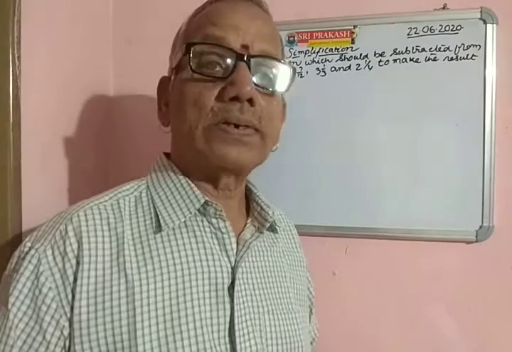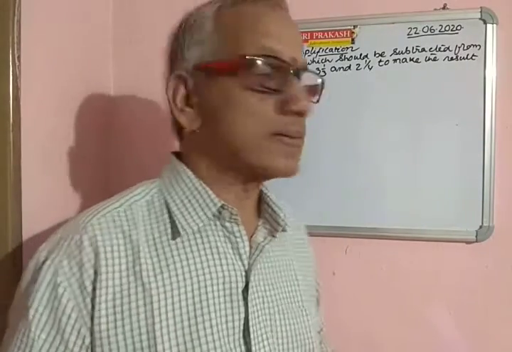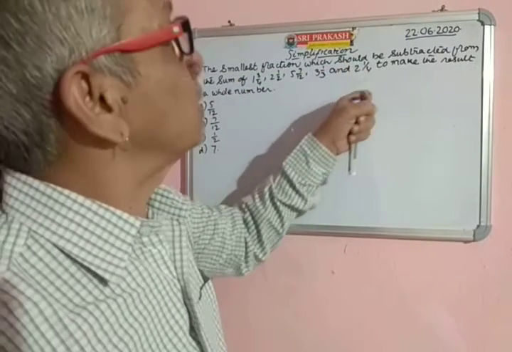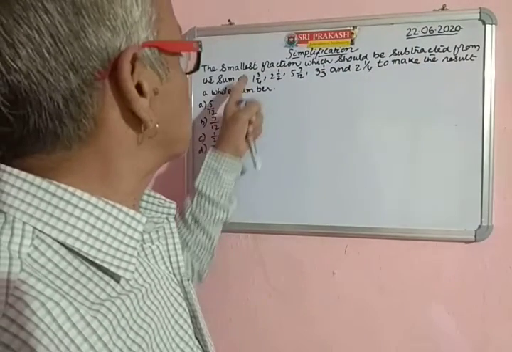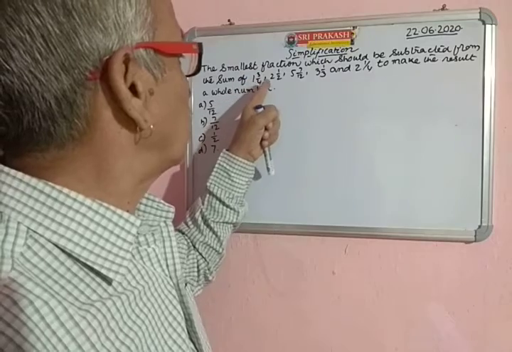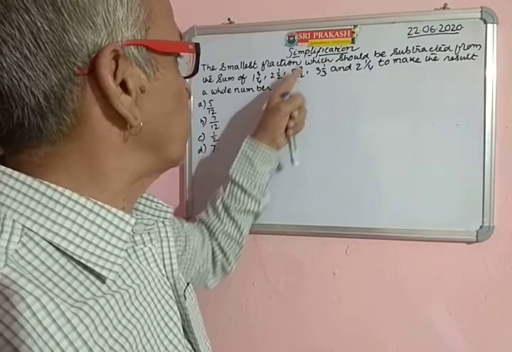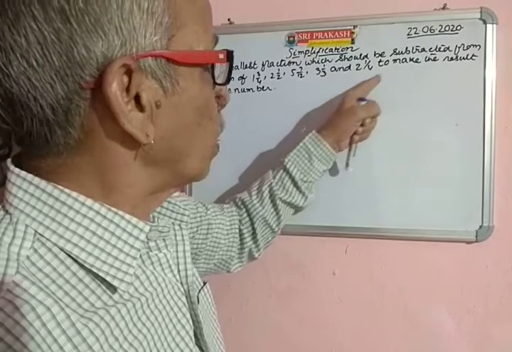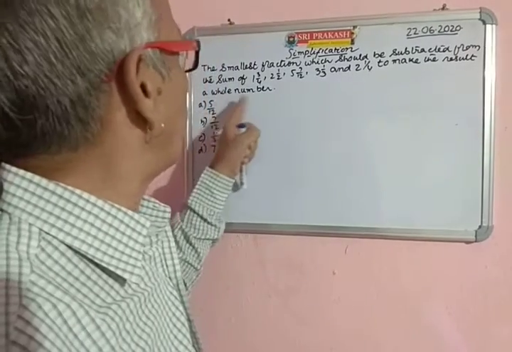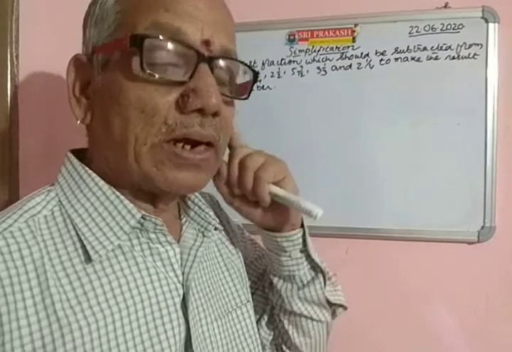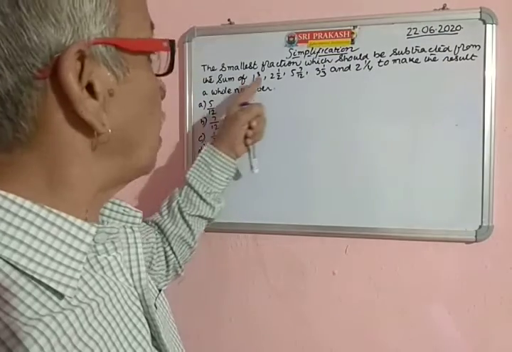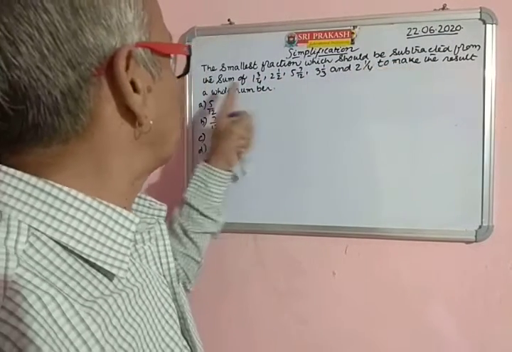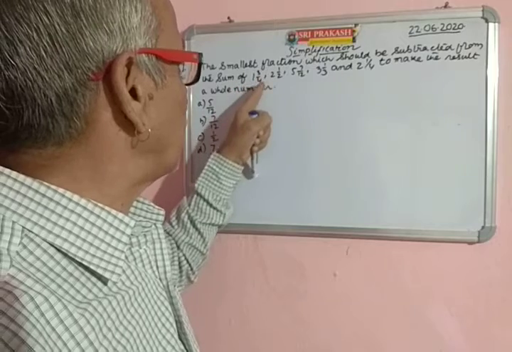So, our second problem reads like this. The smallest fraction which should be subtracted from the sum of 1 3 by 4, 2 1 by 2, 5 7 by 12, 3 1 by 3 and 2 1 by 4 to make the result a whole number. Let me read again.